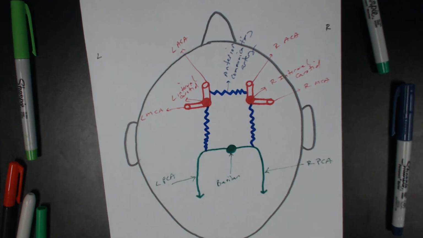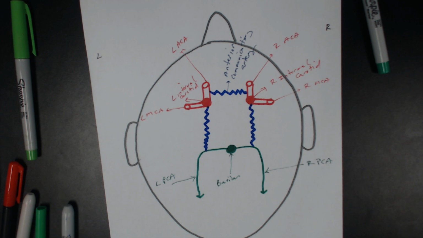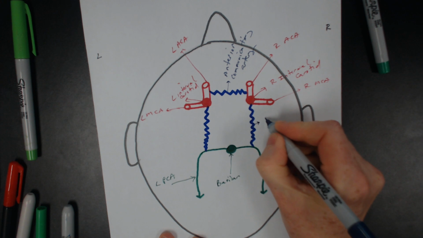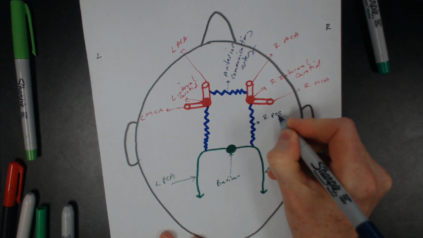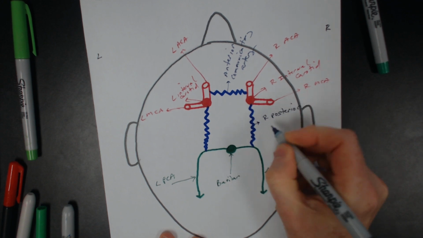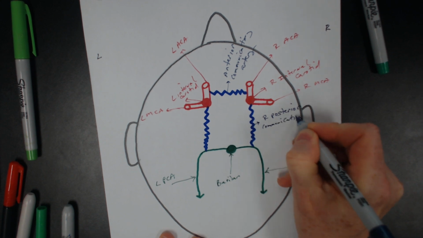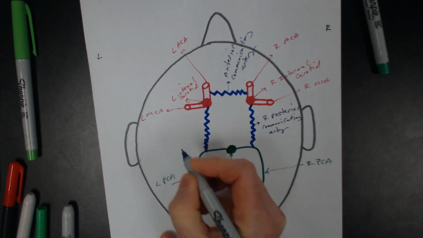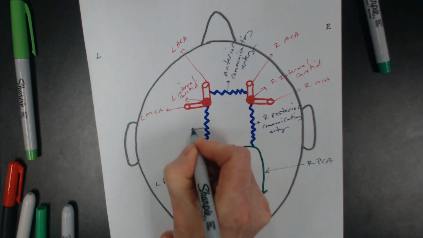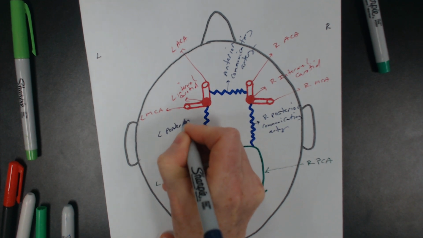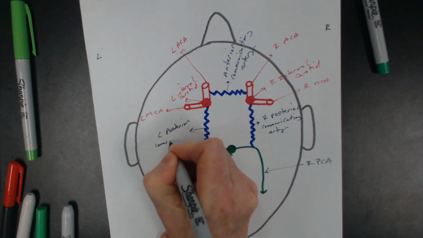Right? Which arteries are those? Right, so we have the right posterior communicating artery, and then we also have the left posterior communicating.